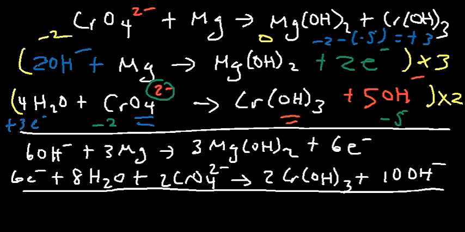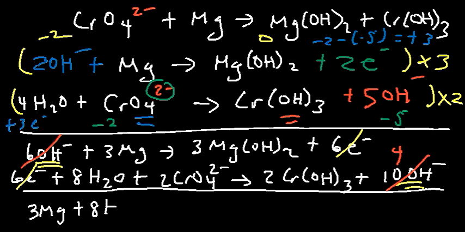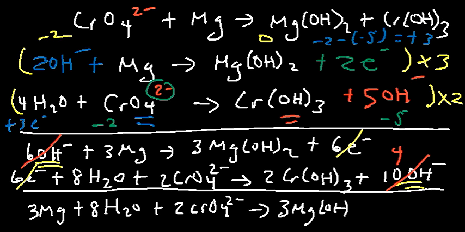So now we can add them. So these will cancel. Notice that these two are similar. So we're going to subtract both sides by 6 hydroxide ions. So that's going to cancel, and this is going to be reduced to 4. So it's going to be 3 Mg plus 8 H2O plus 2 chromate ions, 3 Mg(OH)2, 2 Cr(OH)3, and 4 hydroxide ions.